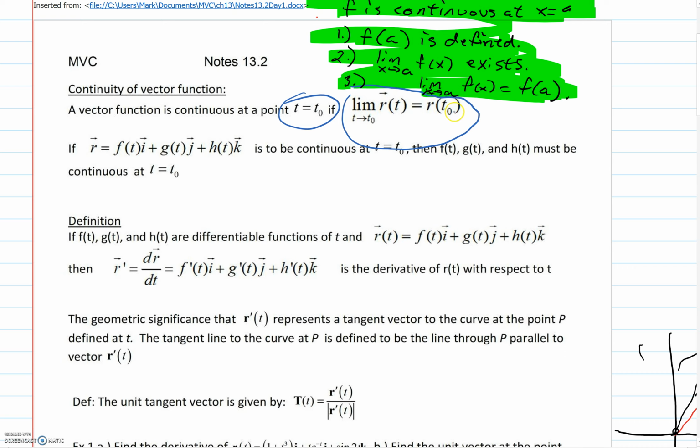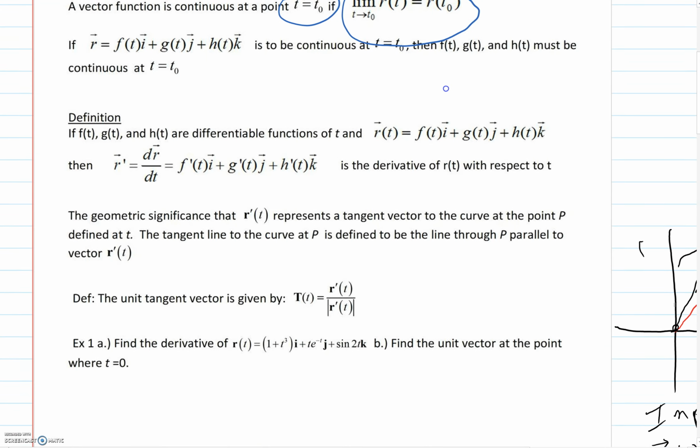The vector r of t sub 0, t naught, is defined. The limit, obviously, is defined and exists also, but they're equal to each other. So that's what continuity really means for a vector function. And this is setting the stage for derivatives. To take a derivative, you must have continuity first. Of course, when you look at your i, j, k components here, your x, y, and z components of the vector, that implies that those functions must be continuous just as well.